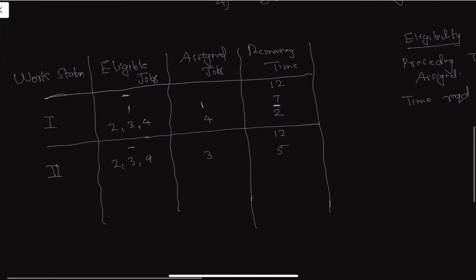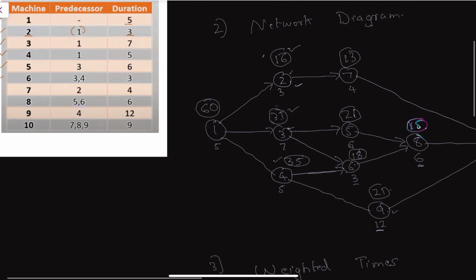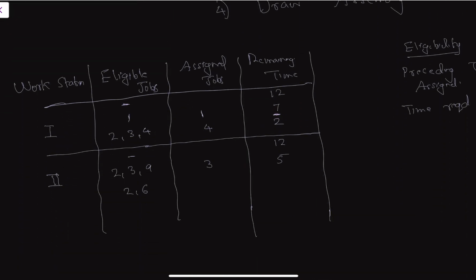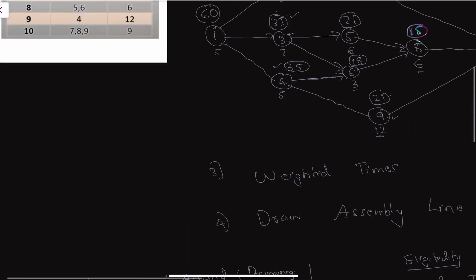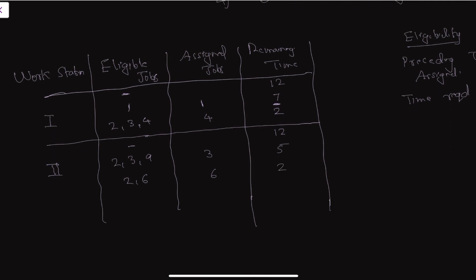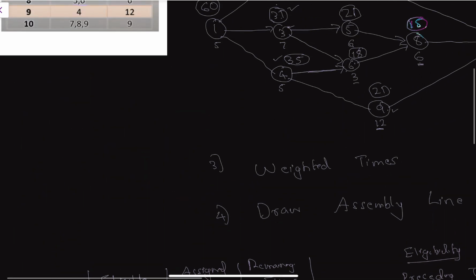So it is 2 and 6. Out of 2 and 6, the weighted time is 16 and 18, so you will select 6. For 6, the duration is 3 minutes, so the remaining time is 2 minutes. You cannot select any more jobs because the durations of all these jobs are greater than 2.